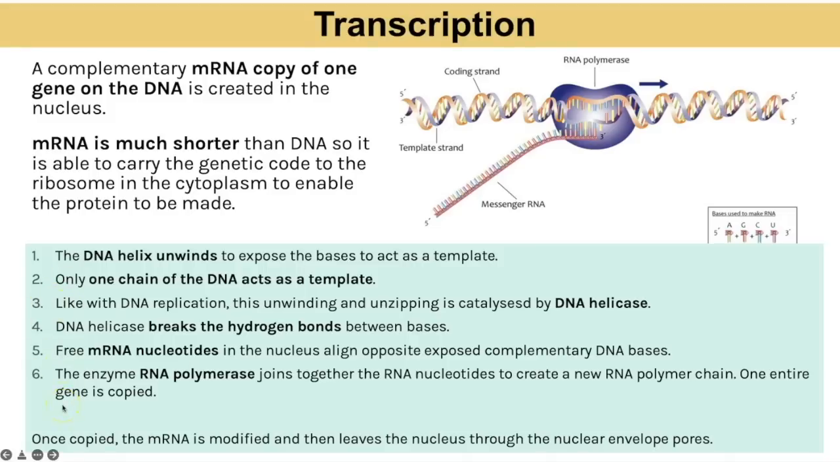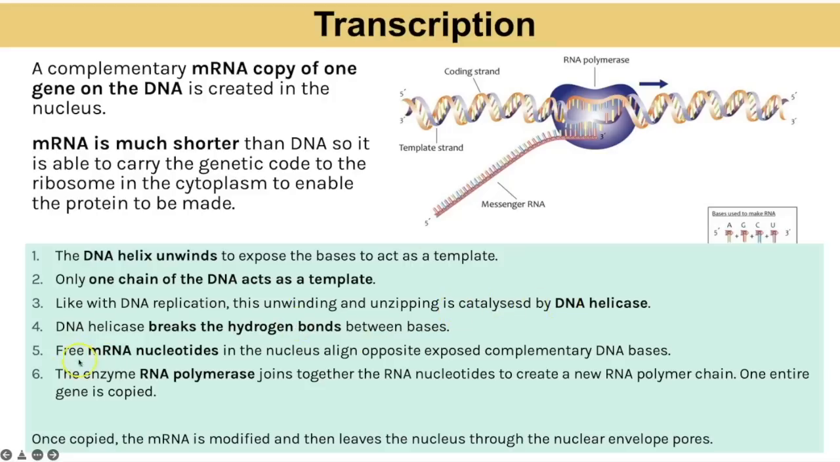So if you did have a long answer question, describe the process of transcription, these would be your key marking points, with the key marks put in bold. So first of all, the DNA helix unwinds to expose bases, and you have one strand acting as a template, and that's our second mark. Like with DNA replication, that is caused by DNA helicase breaking the hydrogen bonds.